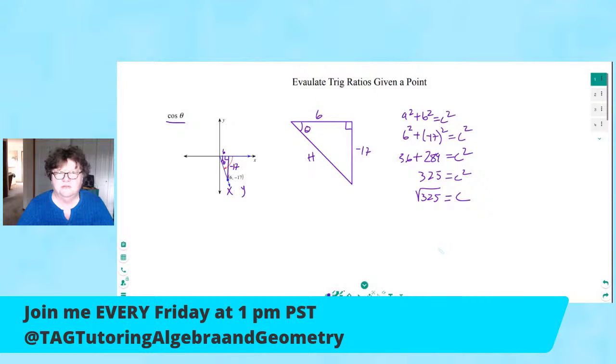And then I'm going to simplify this because probably in your pre-cal class, you're going to have to do that. So I don't know what 325 is. I'm just going to break it down as 5 times 65 and 5 times 13. So it looks like C comes out to be 5 square root of 13.